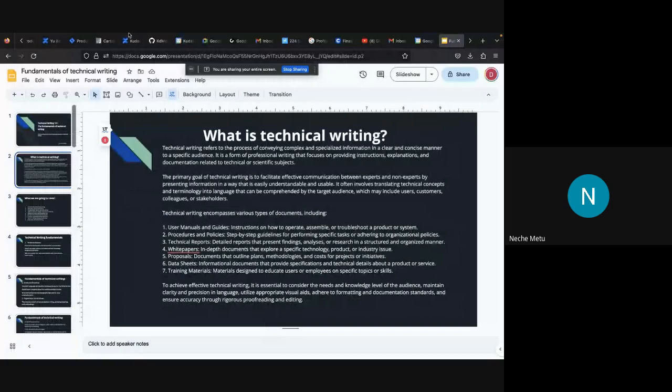And then we have technical reports. We must have already been very familiar with this. It has to do with detailed reports that present findings, analysis, or research in a structured manner.